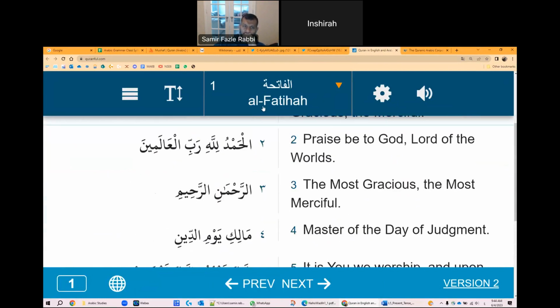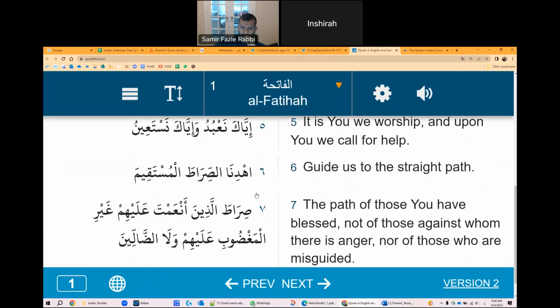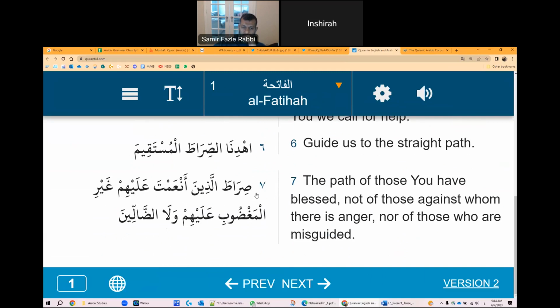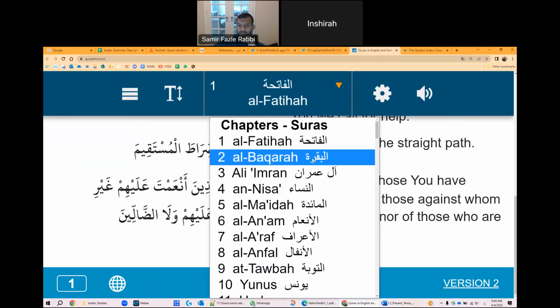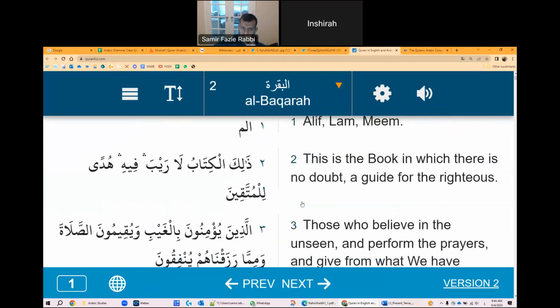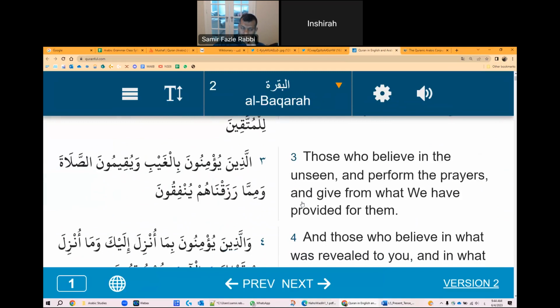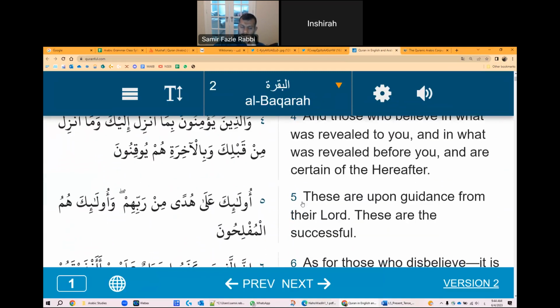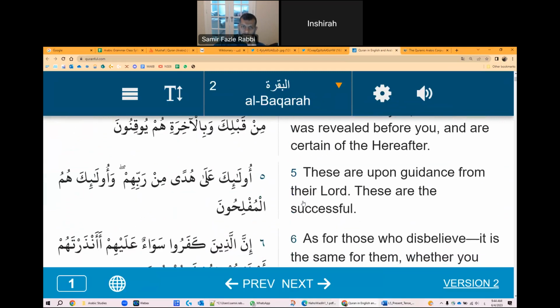What is that symbol called? Yeah, it's called a madd. This madd is also in the Quran, where you have to extend for five seconds or three seconds. There are different ones. But for the madd in this situation, it's for any verb that starts with alif, where we have two hamzas back to back.